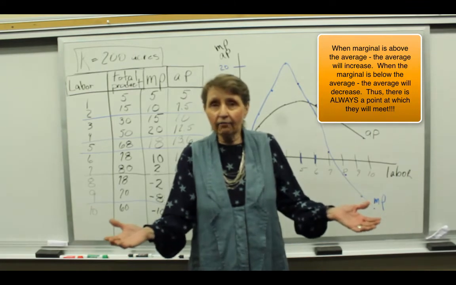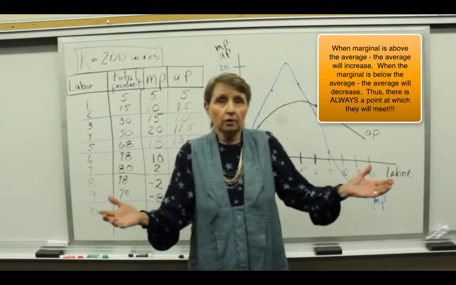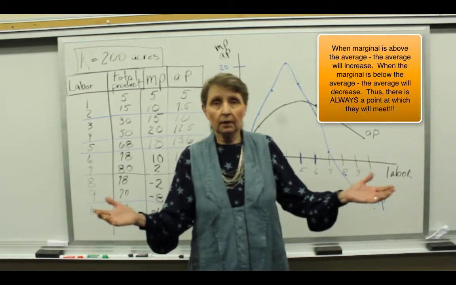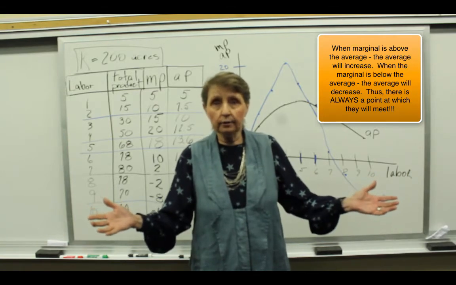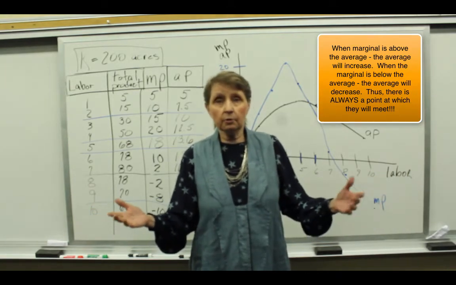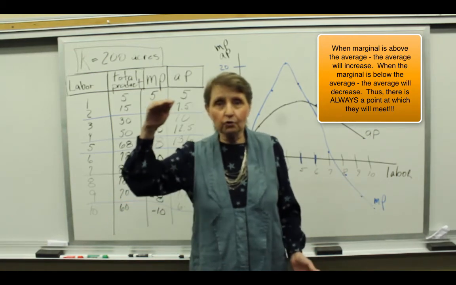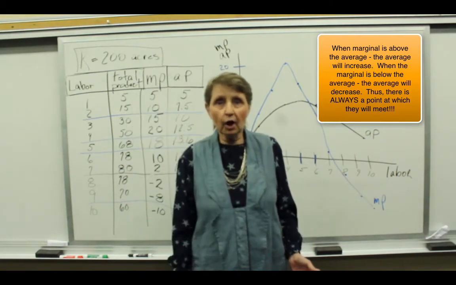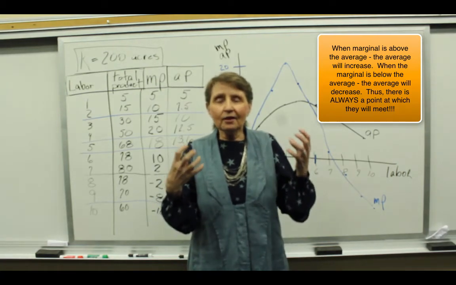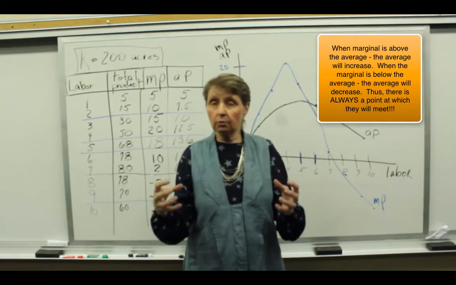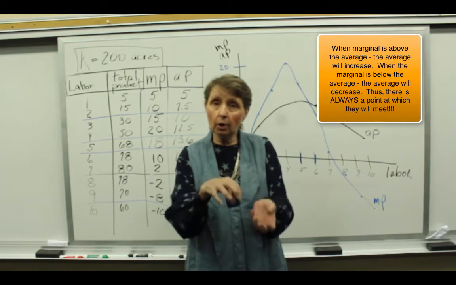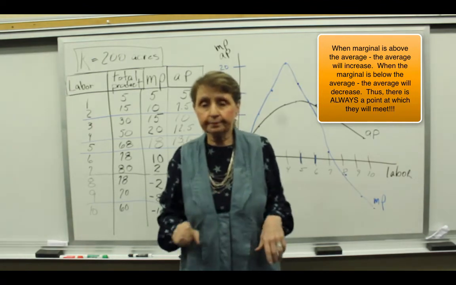I don't care what averages and marginals we're talking about. If we're talking about your batting average, if your batting average is 300 and you go out in tonight's game and you bat 4 for 6, 4 for 6 is above 300, it's going to pull your average up. So it doesn't matter what the variable is that we're talking about. The relationship between marginal and average is always the same.